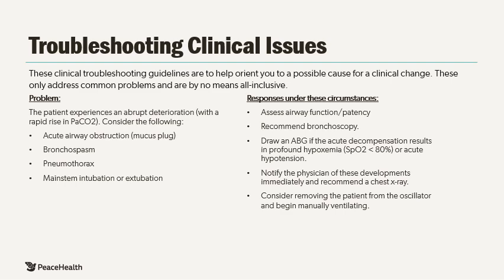We can draw an ABG if the acute decompensation results in profound hypoxemia, so an SpO2 of less than 80%, or acute hypotension. We definitely want to notify our physician of these developments immediately and possibly recommend a chest X-ray. During this time, we might consider removing the patient from the oscillator and begin manually ventilating.